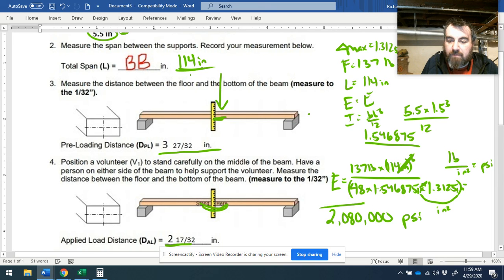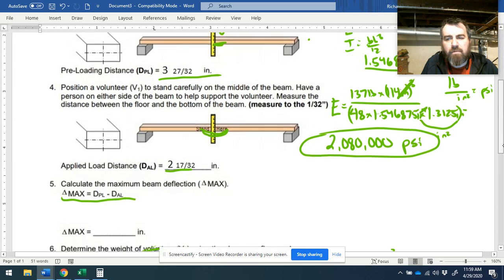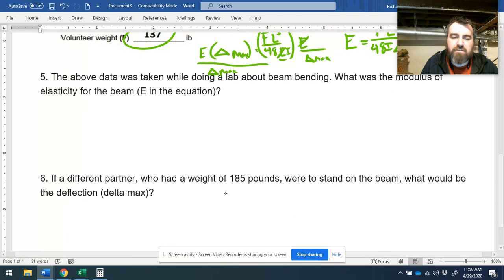Okay. All right. So I hope that helps you get the answer to this. And then if you go to the next problem, you just do the same thing, except now you're solving for delta max and you use whatever value you got for E. Okay.